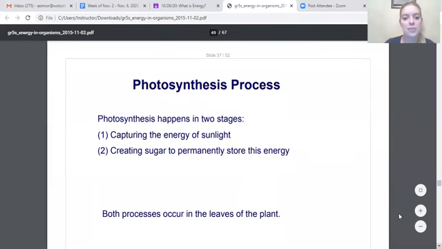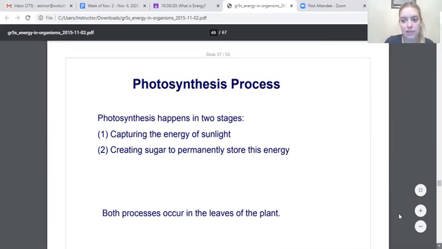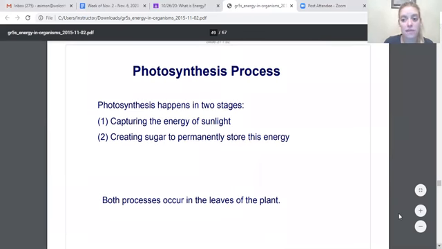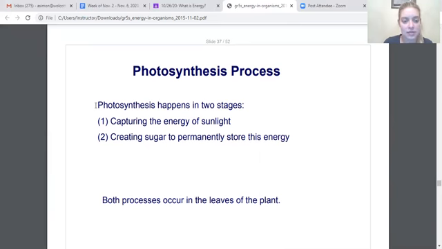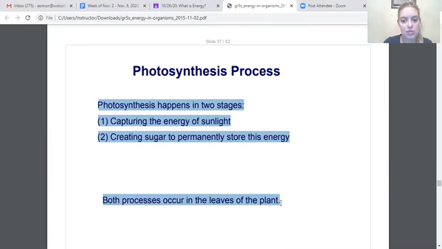So photosynthesis happens in two stages. It captures the energy of sunlight and it creates sugar to permanently store this energy. And both these processes occur in the leaves. So actually the leaves are a very important part of the plant because the leaves is where photosynthesis happens. So go ahead and add this in your notes. Photosynthesis happens in two stages, and both processes occur in the leaves.